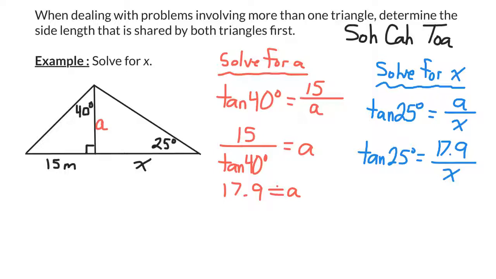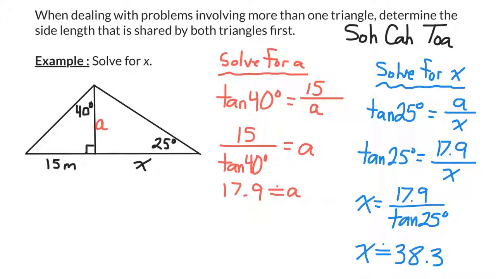I know that A is 17.9, and when I rearrange my equation, I get x is equal to 17.9 divided by the tangent of 25. And when I calculate that, I get x is 38.3 meters. So I solved my problem. So I just showed you two examples of two-dimensional trig problems. You can use the principles that I used here and apply them to real-life situations.